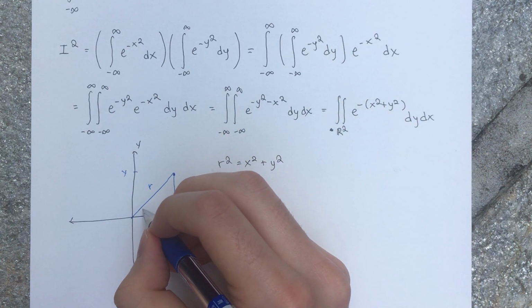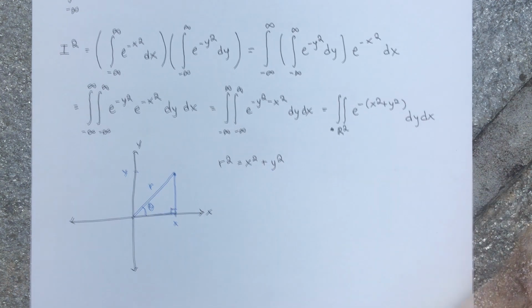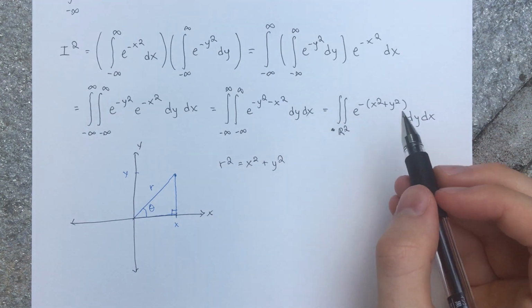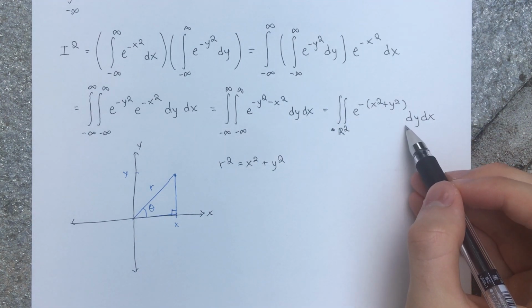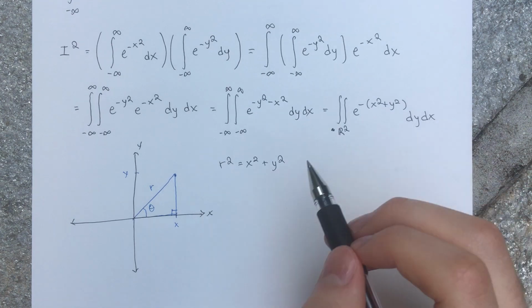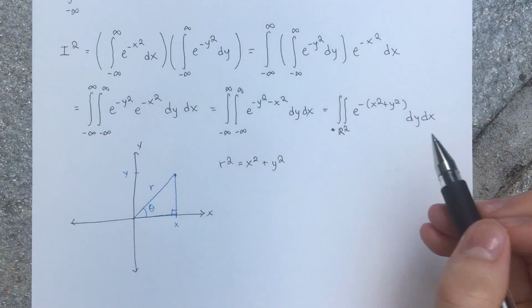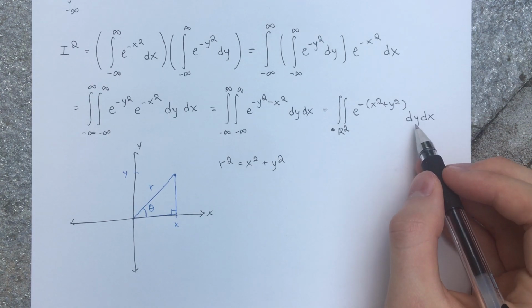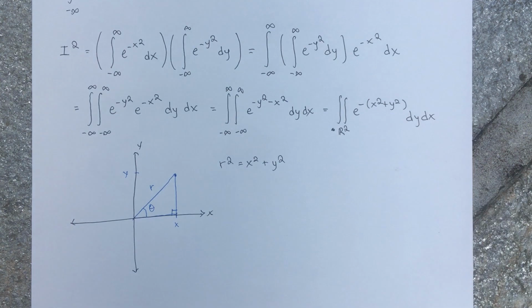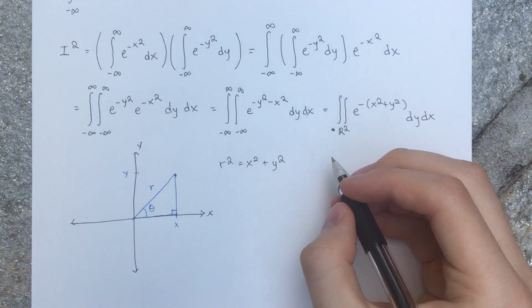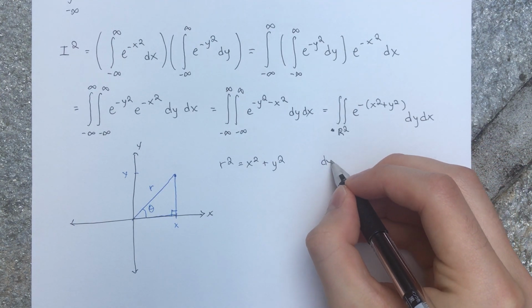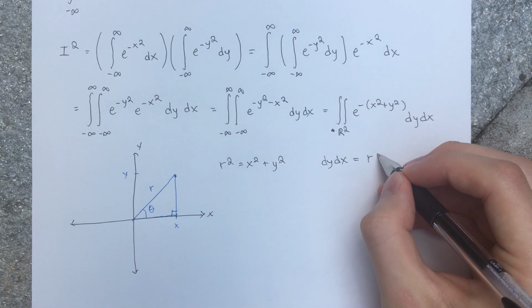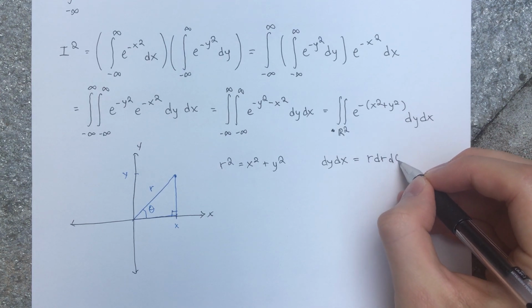And of course, we'll also have an angle theta. And to swap to polar coordinates fully, we're also going to have to swap this dy dx. And we're going to use the formula, which I'll probably derive in another video. But the formula from going to Cartesian to polar coordinates in a double integral is dy dx is equal to r dr d theta.